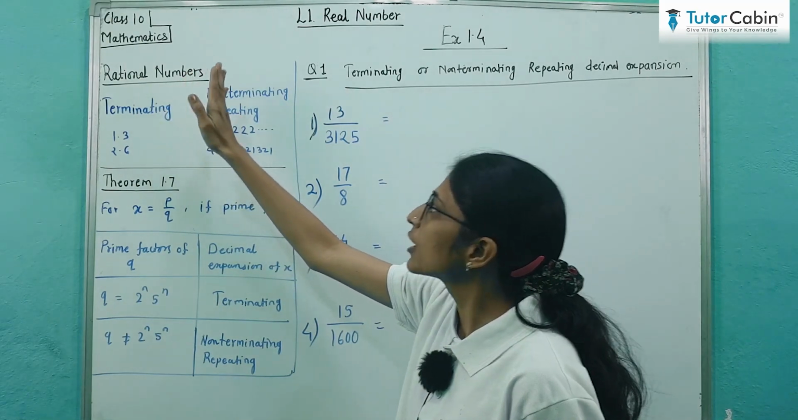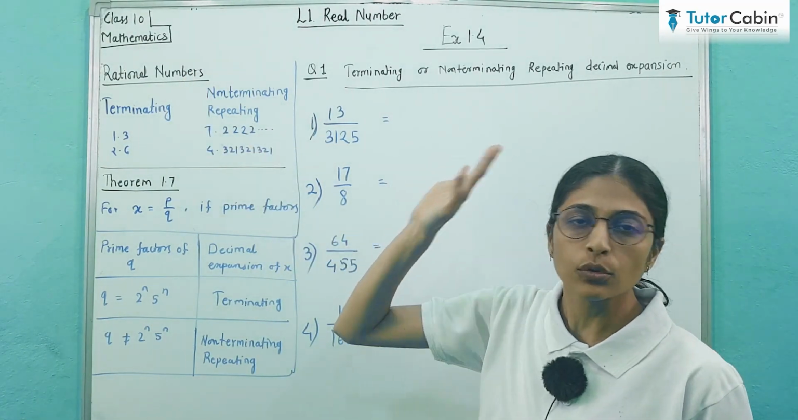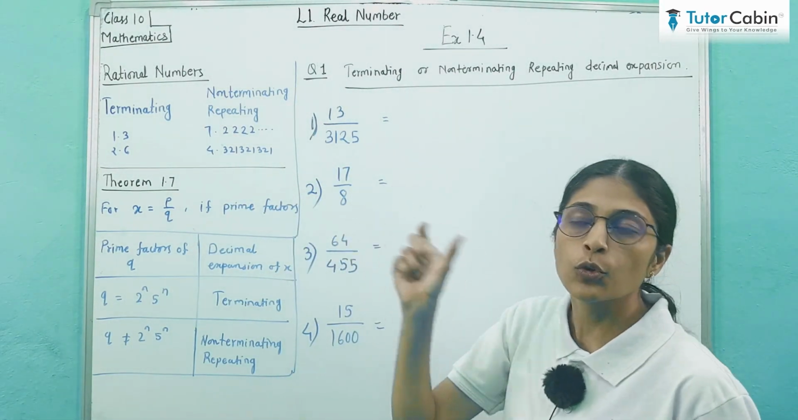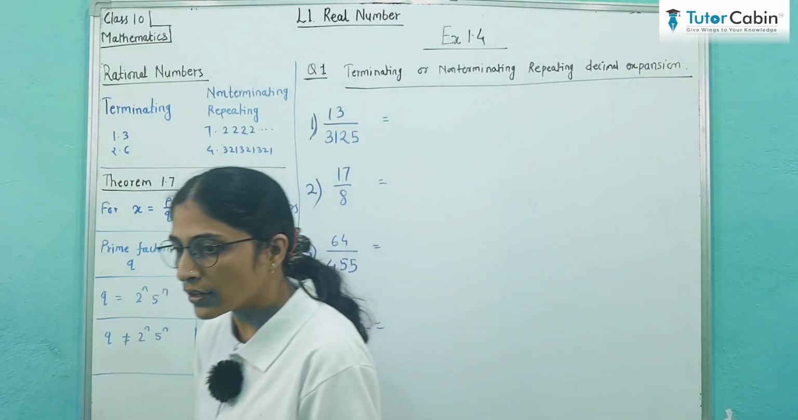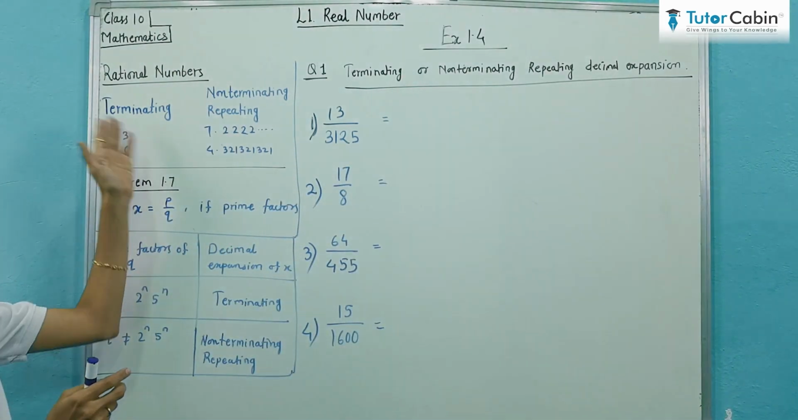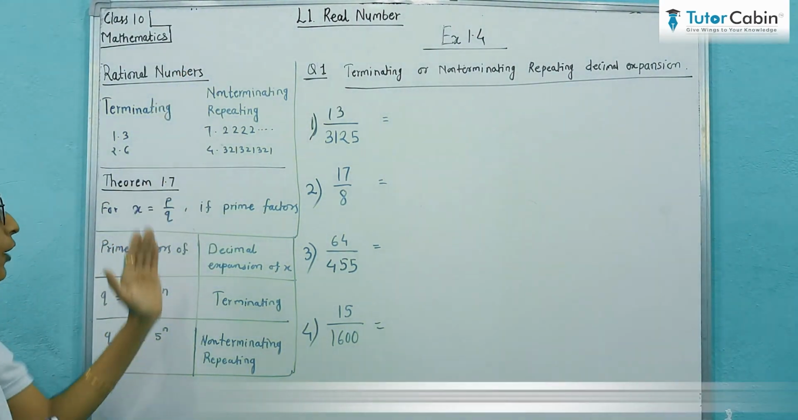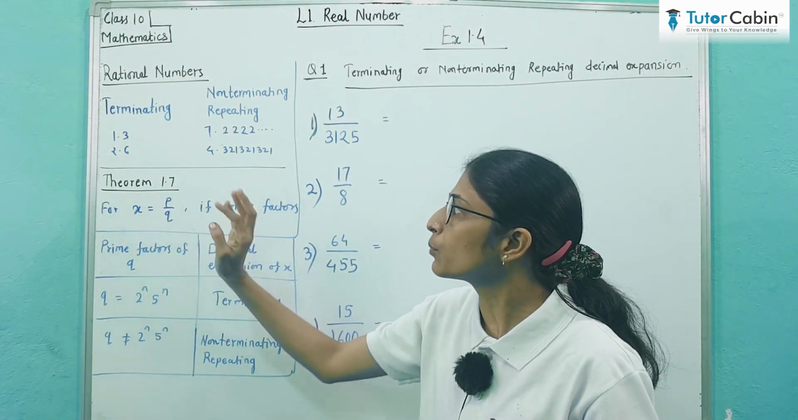In the case of non-terminating and repeating, it continues, like 7.22222 and so on. Like here, 4.321, 321, 321, 321. A group of numbers is repeating over here. So rational numbers have decimal fractions that are either terminating or non-terminating and repeating. Clear? Now see here students, one more thing we need to understand, that is theorem number 1.7.